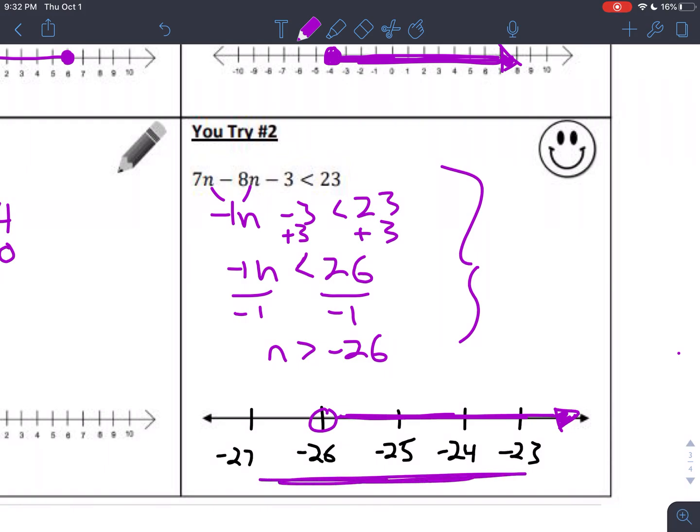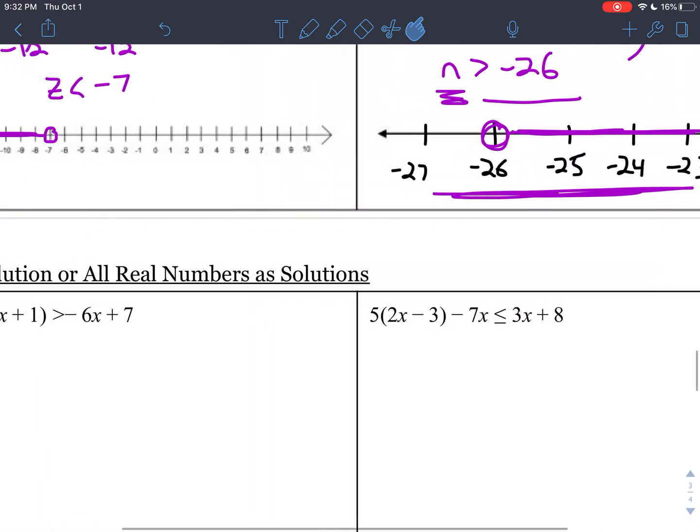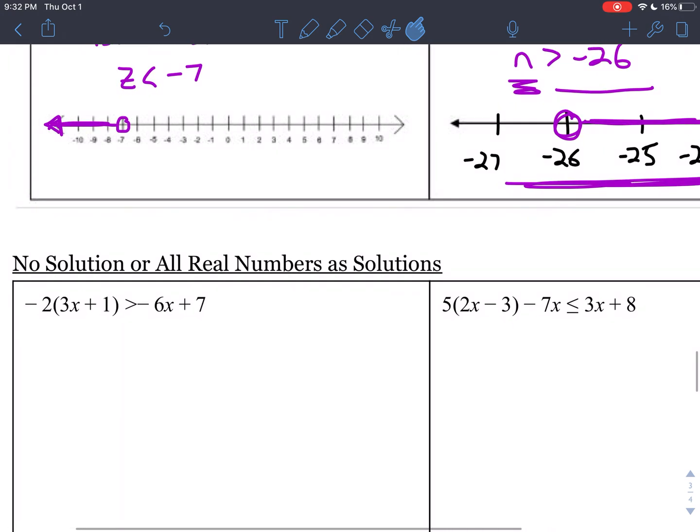Because it was just a greater than symbol, it was an open dot on that negative 26, and our n was already on the left-hand side, so we just followed the direction of the greater than symbol and shaded to the right. Now, there's a couple more examples I want to talk about, and that's problems with no solution or solutions that are all real numbers.